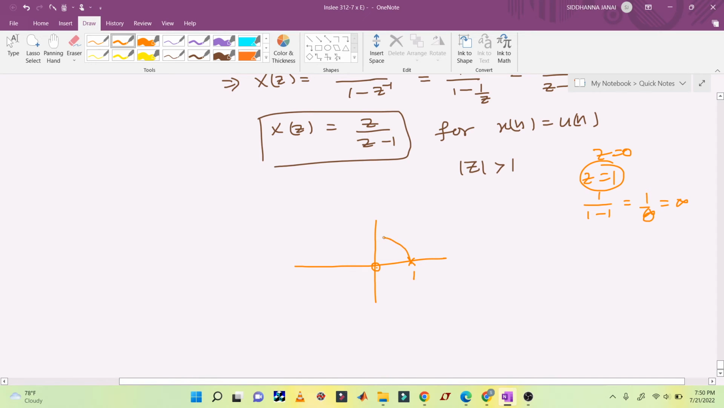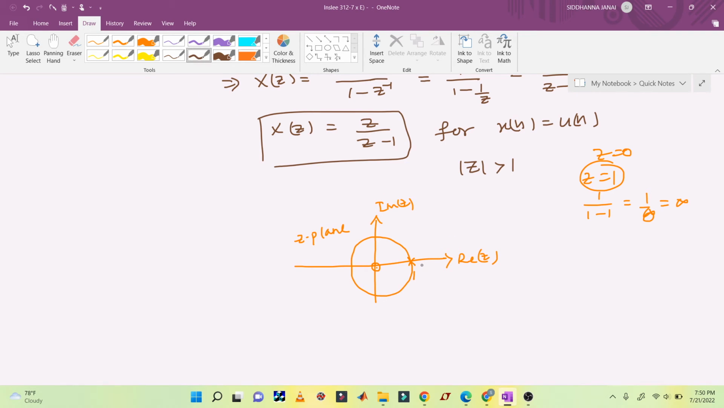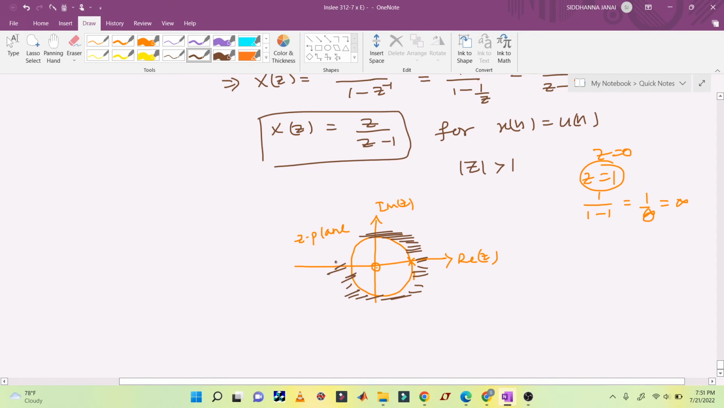Now, taking the pole as our reference, we have to draw the circle. This is the z plane, imaginary axis of z, real axis of z. Now what is the ROC? ROC is |z| greater than 1. That's why this is the ROC, outside this pole. This is the ROC.